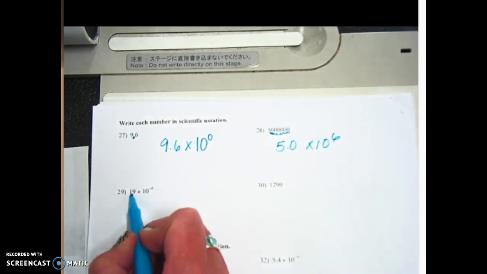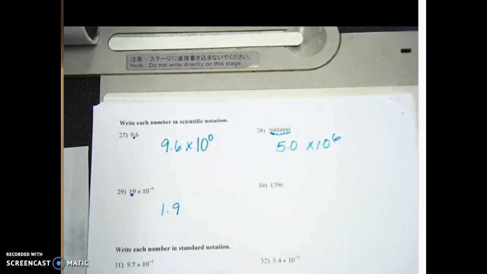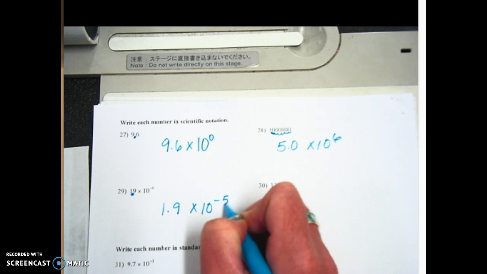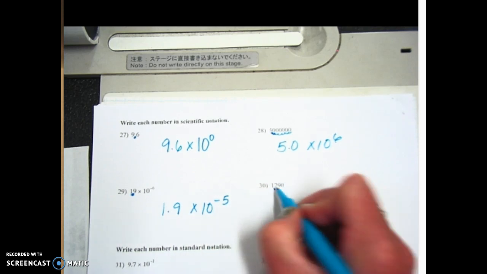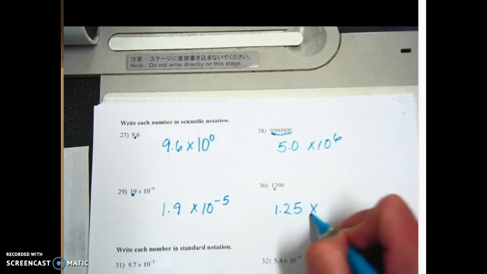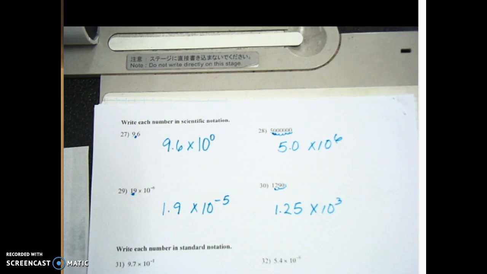I'm going to move the decimal point between the 1 and the 9, so I'm going to have 1.9, and I moved it one spot. So instead of being negative 6, it's going to be times 10 to the negative 5th. The decimal point right there, I'm going to have 1.29 times 10 to the, I moved it 3 spaces, so 10 to the 3rd.